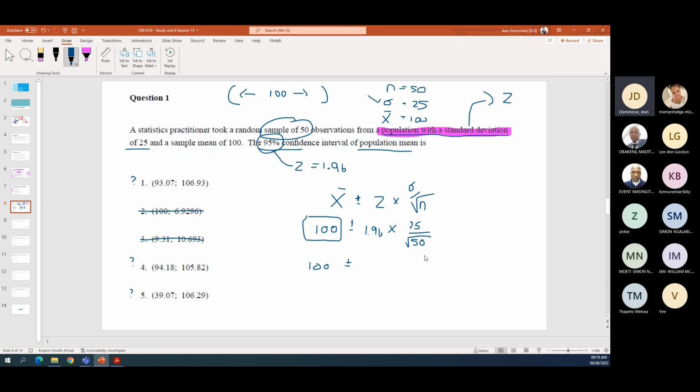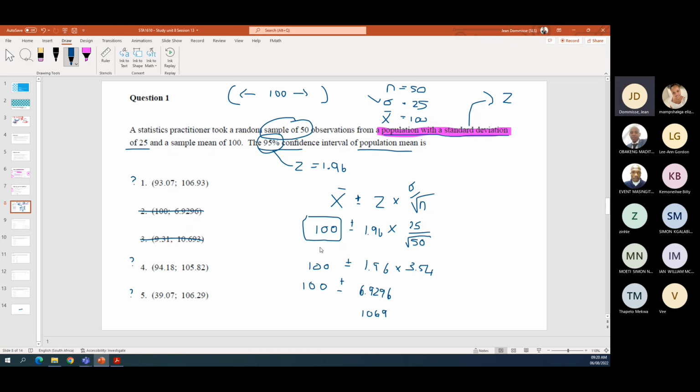So 25 divided by 7.07 is 3.54. 3.54 times 1.96 is equal to 6.9, and let's just change the decimals. 6.9296. So I need to say 100 plus that and 100 minus that. So my top one will be 106 point.